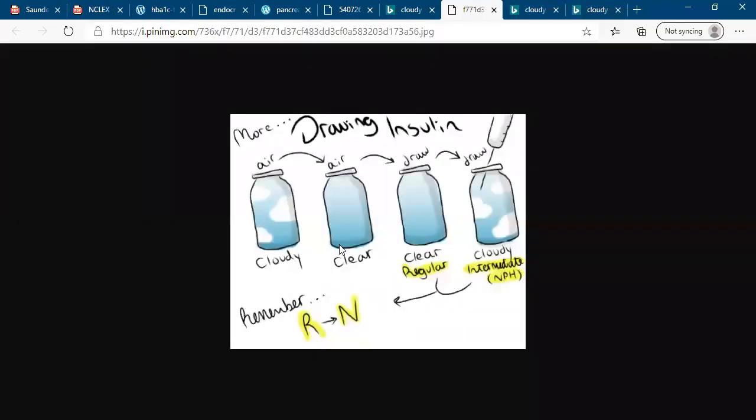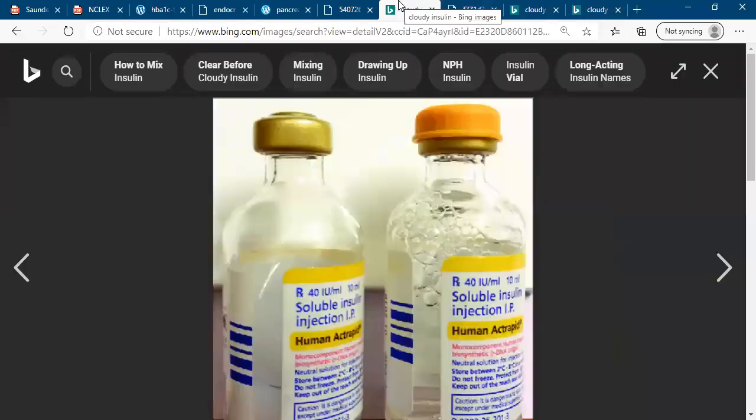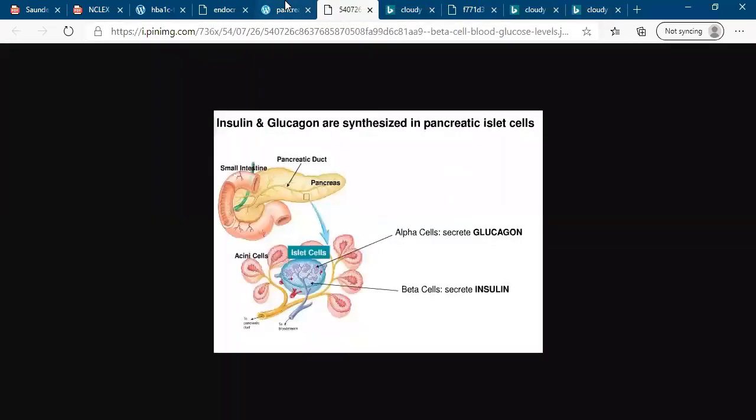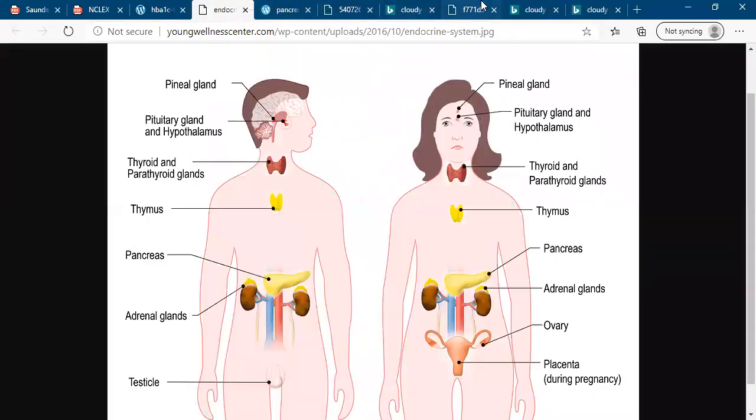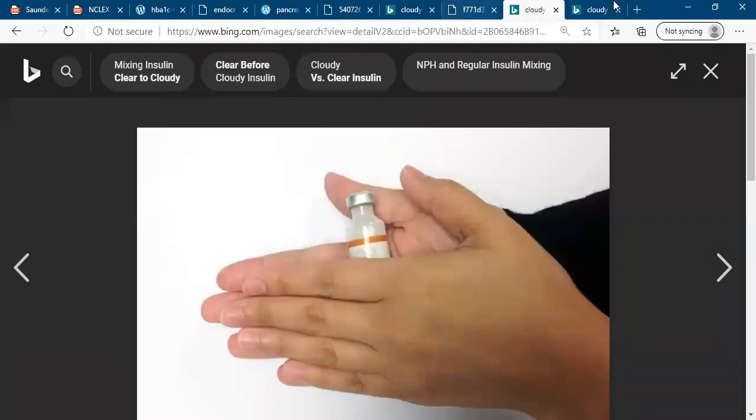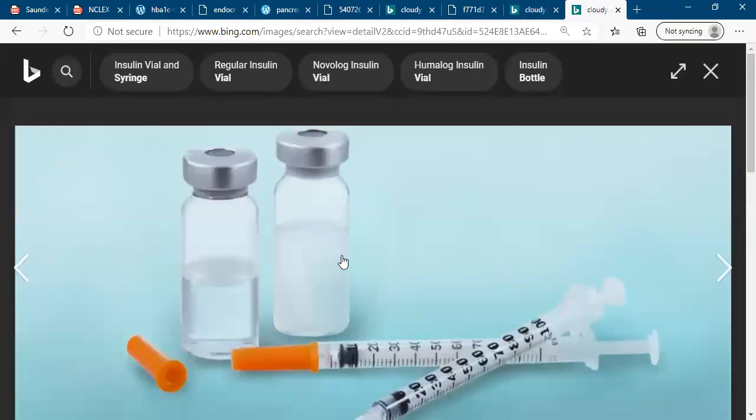So in this picture, just a symbol of the picture, is the clear one. In reality, the clear insulin is like this, transparent. Cloudy insulin looks like this one, right? So basically, I am saying when we have to mix the two insulins, we always have to draw the clear insulin first.